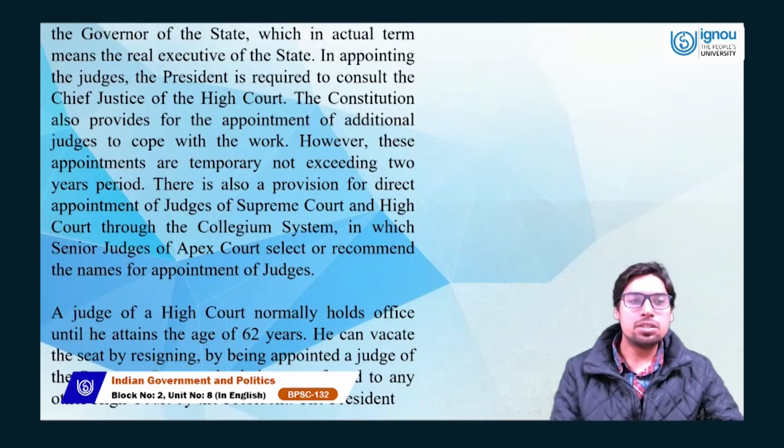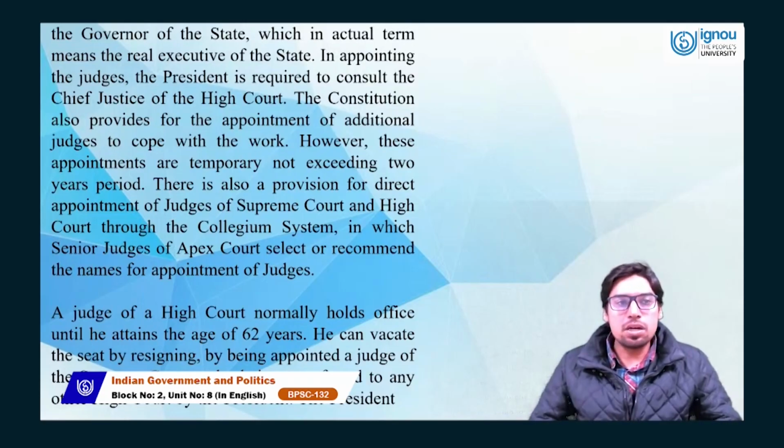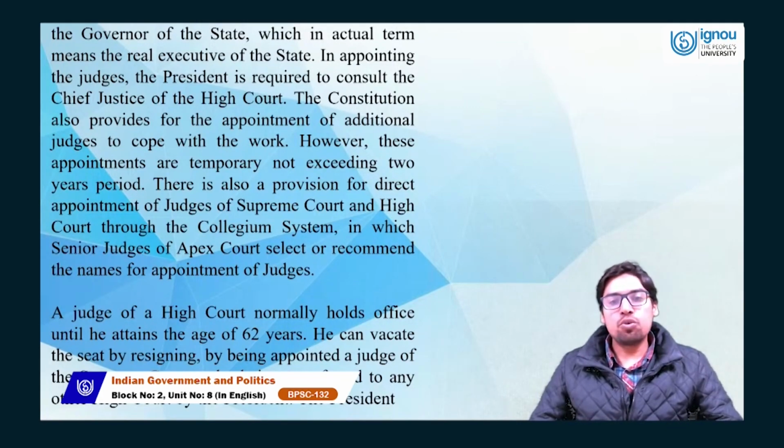In appointing the judges, the President is required to consult the Chief Justice of the High Court. The Constitution also provides for the appointment of additional judges to cope with the work. However, these appointments are temporary, not exceeding 2 years. There is also a provision for direct appointment of judges of the Supreme Court and High Court through the collegium system, in which senior judges of the apex court select or recommend the names for appointment of judges.